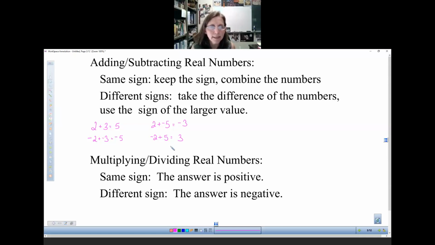And so we're going to talk about subtracting them too. We're going to work some problems here, but I just kind of like to show you this. So we'll look at some subtraction problems in just a minute. But I just kind of want to remind you about the addition part.